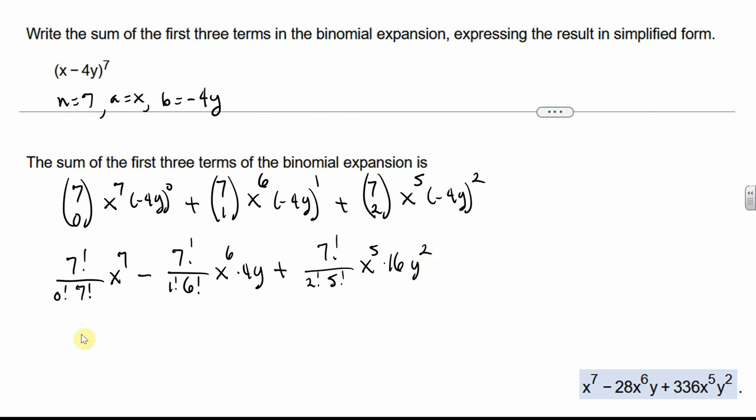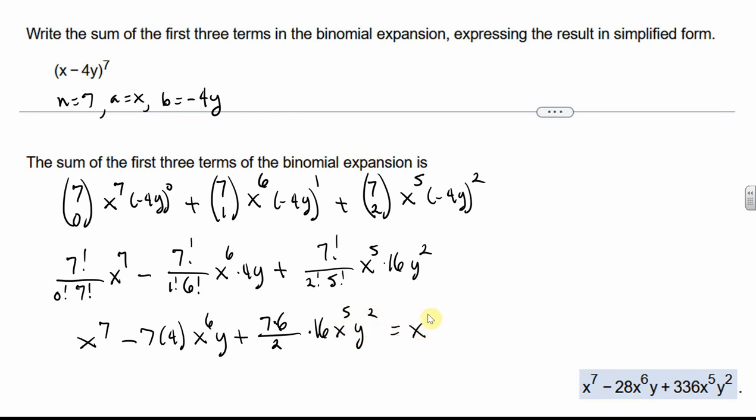So we clean it up. So this is just x to the 7th. 7 factorial divided by 6 factorial is just 7, so this is minus 7 times 4, 28, times x to the 6 times y. Plus, this is 7 factorial divided by 5 factorial is 7 times 6, all over 2 factorial. And this is times that 16 times x to the 5th times y to the second.